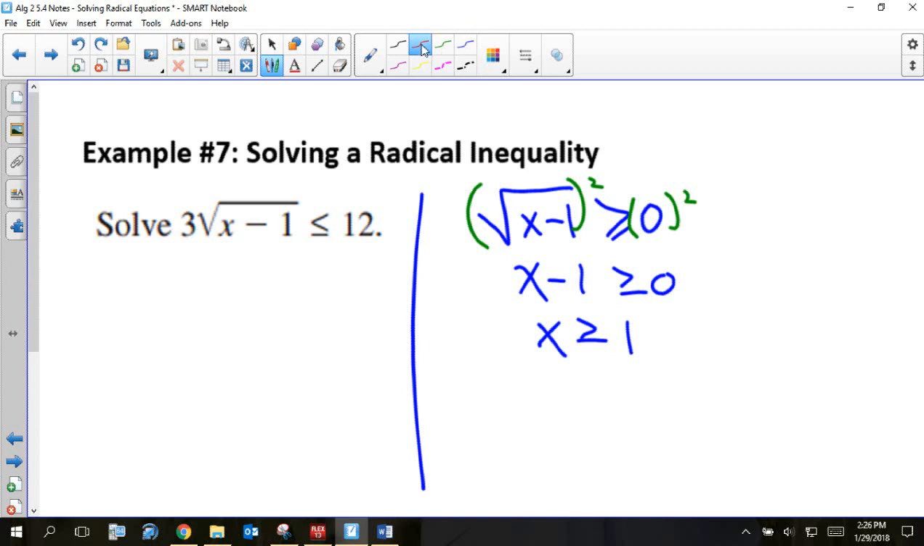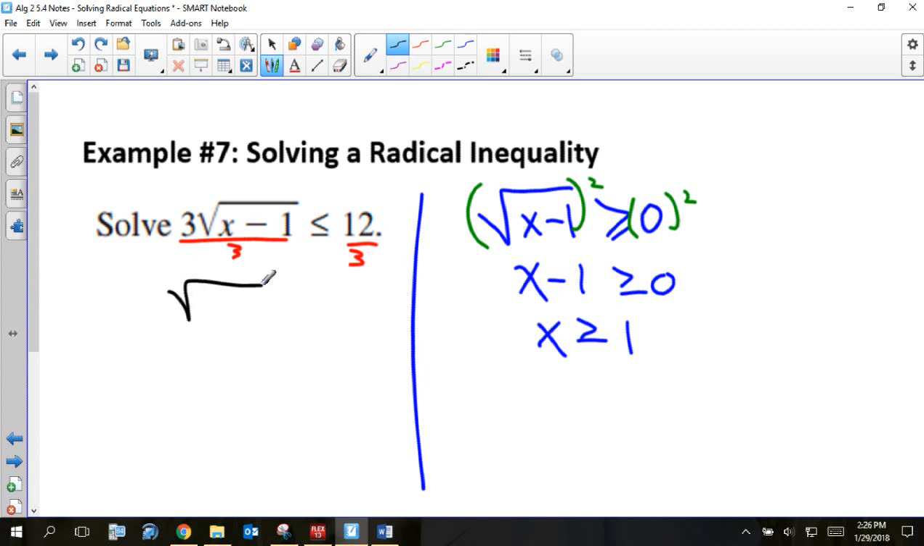And on this side over here, we're going to solve that just like we did the other day with the equals, only we're going to keep the same inequality. So what are we going to do to both sides? Just like you do with the equals, what do we do with both sides? Not yet. We have to get the square root by itself. So divide by the 3.